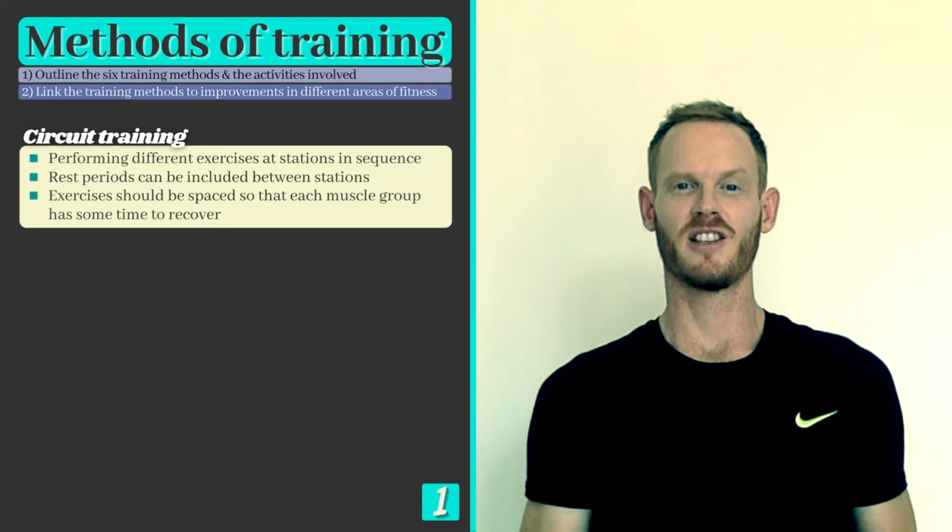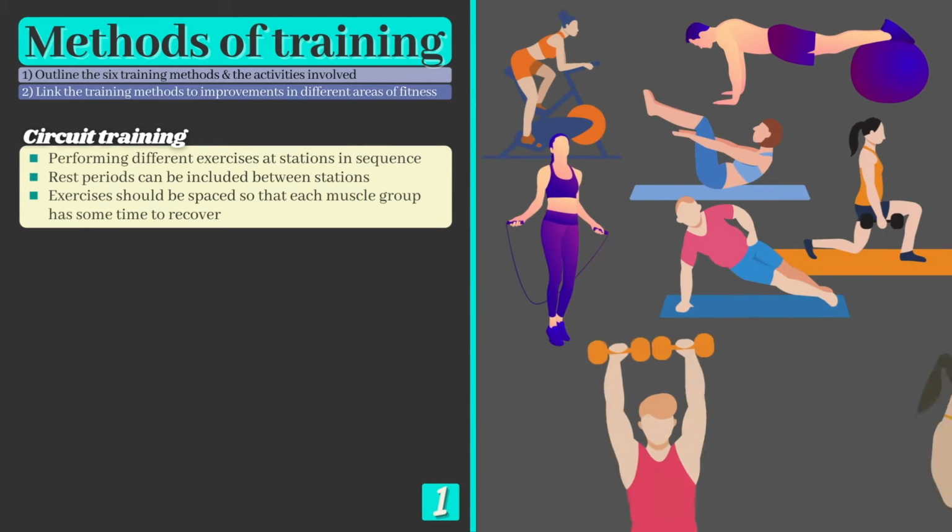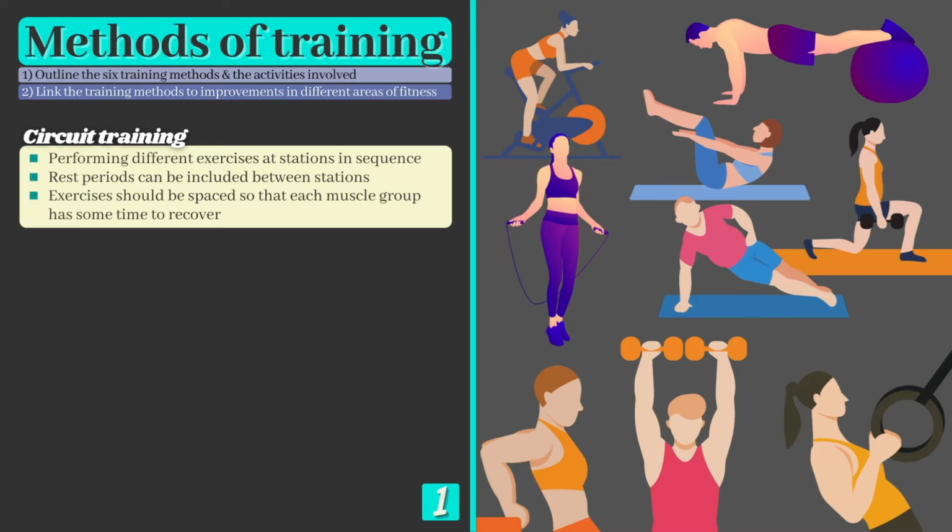Training method 5, circuit training. Circuit training is perhaps the most versatile training method that we'll look at in this chapter, as it consists of combining a range of different exercises in a single workout.